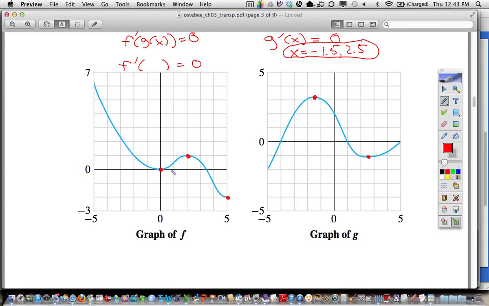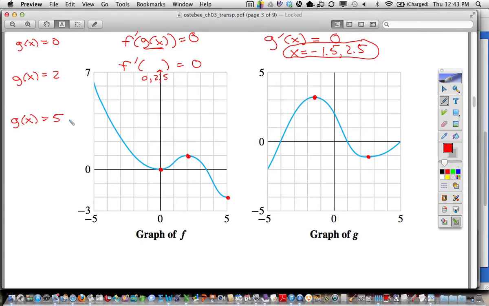But that's when the input to f prime is either 0, 2, or 5, right? When the input is a 0, a 2, or a 5, f prime is 0. But what is the input to f prime? g of x. So what we're really trying to find out is when does g of x equal 0? When is this input in here 0? Or when is g of x equal 2? Or when does g of x equal 5? So all of a sudden now they're outputs. They were inputs, now they're outputs.